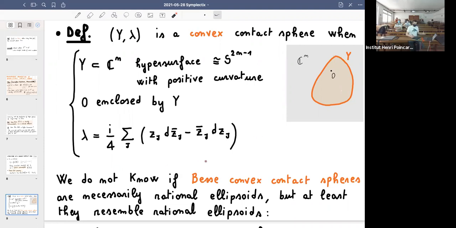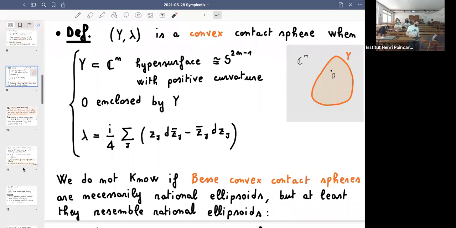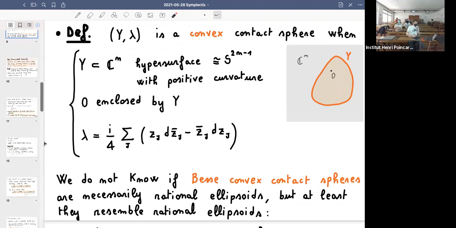As I said, we don't know if Besse spheres are necessarily rational ellipsoids. And actually, I don't even know it for convex contact spheres, for Besse convex contact spheres. So the first theorem shows that it still has a few things in common with convex contact spheres. So here's the first theorem.